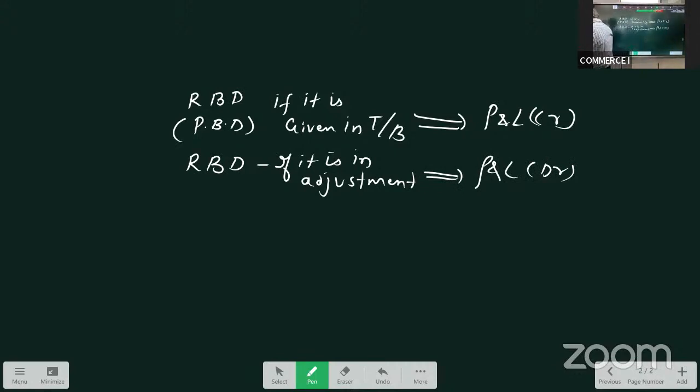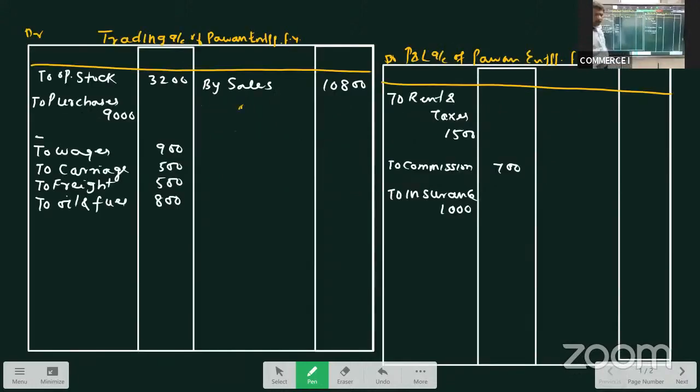As I told you, the provision given in the trial balance is the old provision, and the provision we are creating is the new provision. Old provision on the credit side of the P&L account, new provision on the debit side of the P&L account. So here also, provision is given. That is the old provision. Take it to the credit side of the P&L account, by reserve for bad debt, old. How much is it? It is 200.